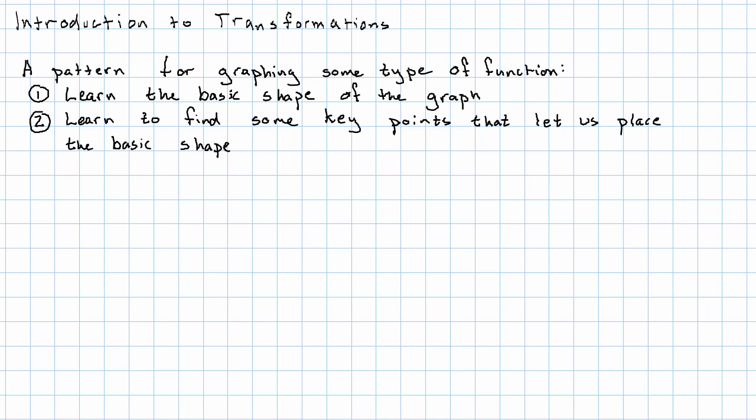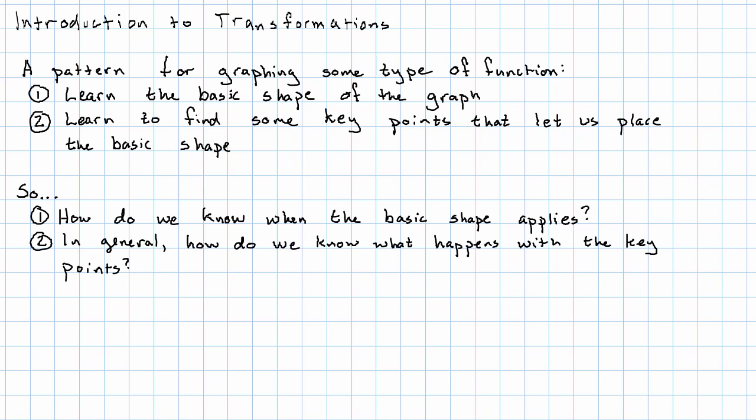But that raises a couple of interesting questions. Specifically, the questions that it raises are, well, how do we know when the basic shape applies? And, in general, how can we know what's actually happening with those key points? And the answer to that is that there is a general method of taking one specific function and growing it into an entire family of functions.